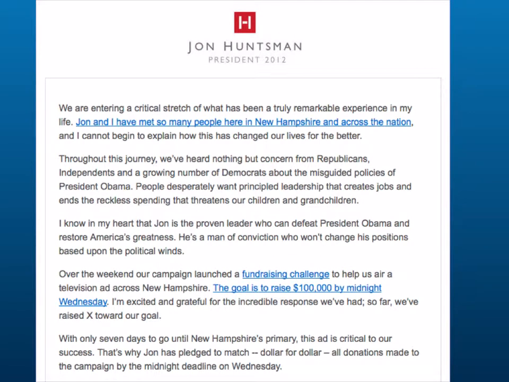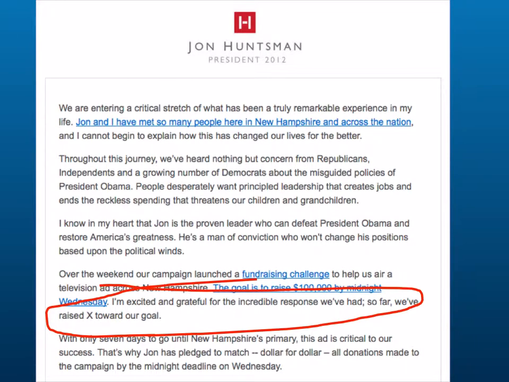Here's another one. You can see the error. This is a candidate named Jon Huntsman who ran for the GOP nomination for president last cycle. They said that they've raised X towards our goal and sent it out to everybody. It would have filled something in there, but they didn't. They kept it as X, and they sent it out to everybody. So this was a campaign that was kind of a joke in terms of it not being as successful as people thought it would be. So Jon Huntsman, unfortunately, was the butt of a lot of presidential jokes.